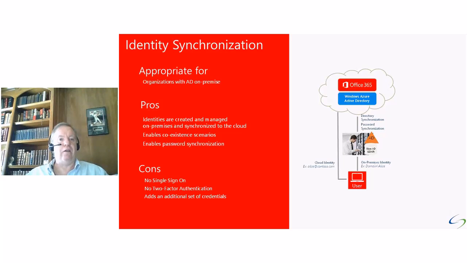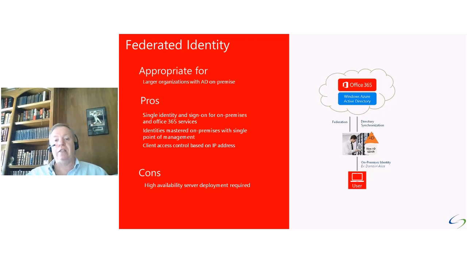Many of our customers look at this. They look at the cons in the next scenario, federated identity, which, as Andy mentioned, is kind of the Cadillac. This is for larger organizations with AD on-prem. You've got some pros with that single identity, that one sign-on for on-premises and Office 365 services or other services. So those identities get mastered on-prem. They get synchronized up with the Windows Azure Active Directory synchronization product, and then you use that single point of identity to license or to access Office 365.